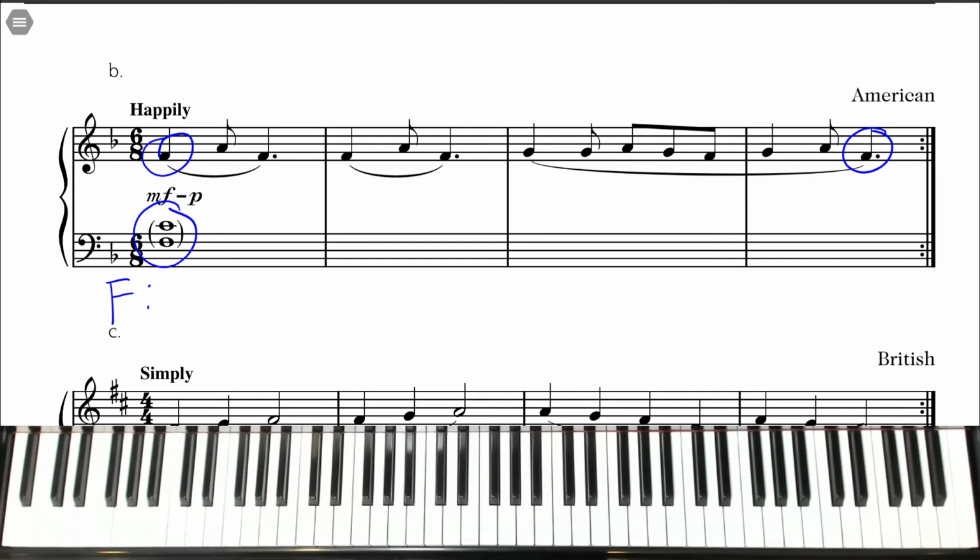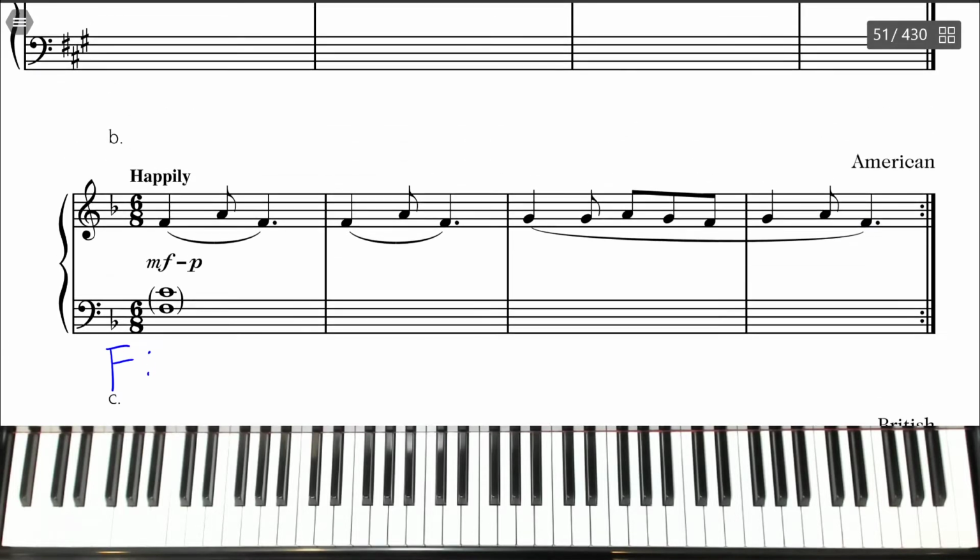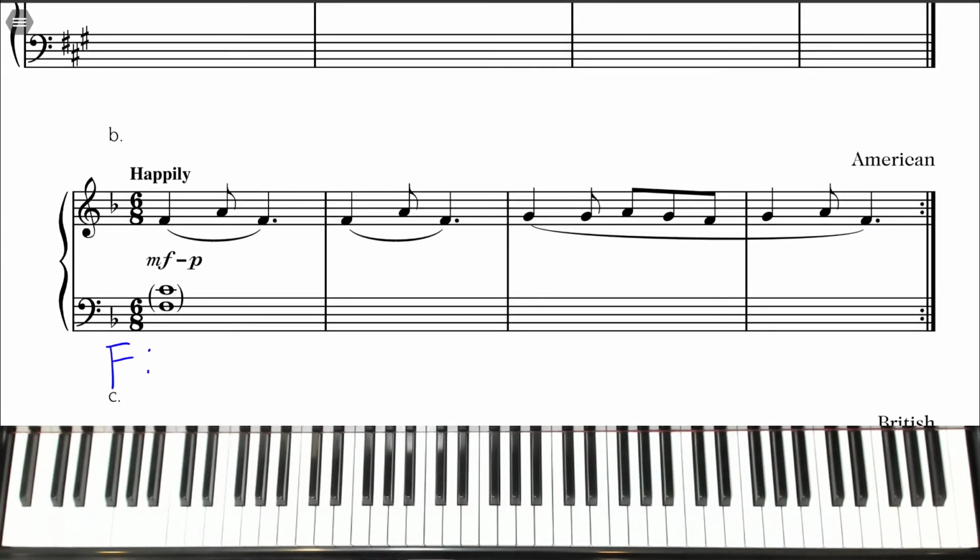Next, we're going to determine the notes in the 1 chord and the 5 chord of F major. So, the 1 chord is going to consist of the notes F, A, and C. So I'll write that, F, A, C. And the 5 chord is going to consist of the notes, here's the 5 chord, C, E, and G.